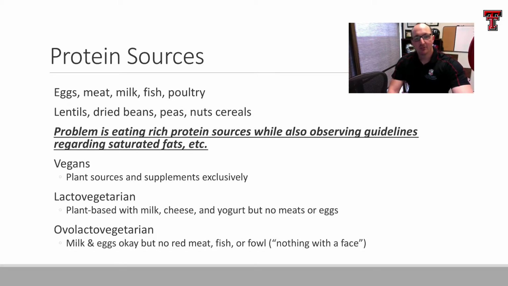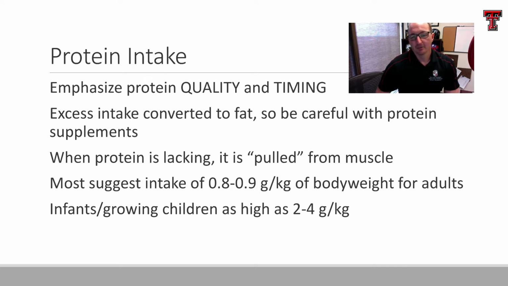Okay, so in terms of types of protein restricted diets, vegans consume plant sources and plant-based supplements exclusively, and then a lacto-vegetarian will include some dairy, no meats or eggs, but milk, cheese, yogurt, some dairy products. And then ovo-lacto-vegetarian, commonly they'll say they won't eat anything with a face. Okay, so milk and eggs are okay, but nothing that was a result of having to kill an animal in order to eat it.